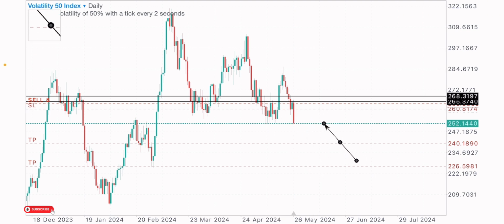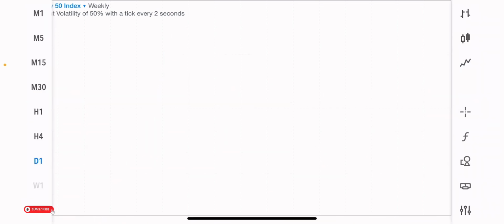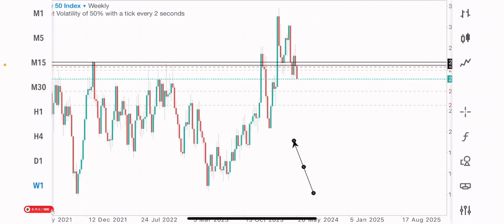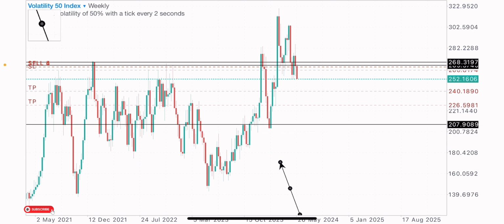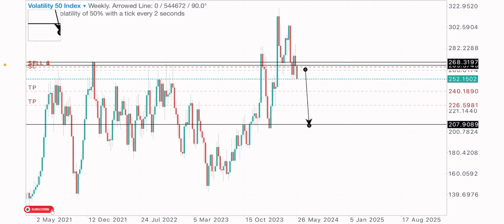The remaining two positions I'm holding, I'm expecting them to get to my TP levels, my second TP and my third TP, to get my TP levels smashed. And probably we could see this index sell to this zone, as low as this level, in the coming weeks and months. So I'm expecting a long sell move on this index, the VIX 50 index.